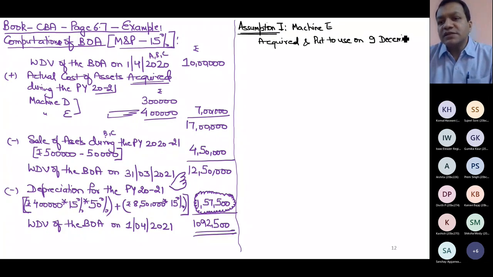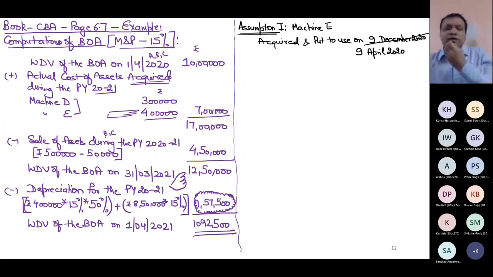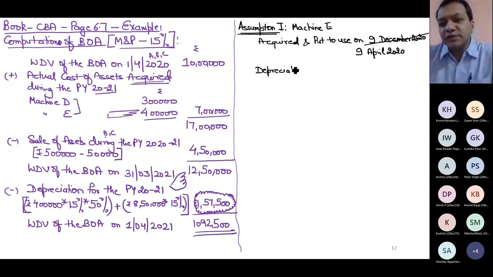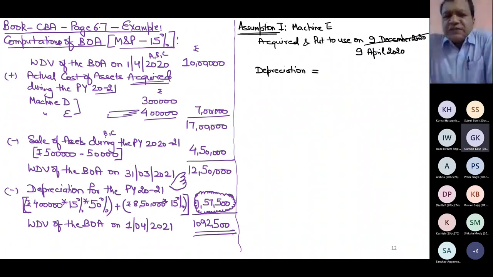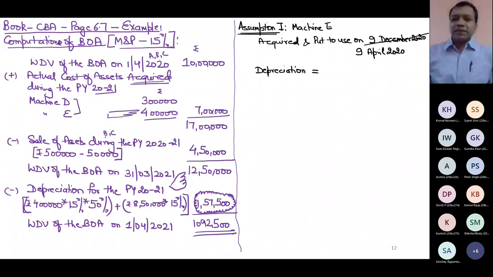Now let me make a change in this date. Rather than 9 December 20, if I make this date 9th April 20, what change would have been there? Can you tell me in this case how much will be the depreciation? You tell me this answer only. Think logically and tell. If I change only this date, everything remains same. The date of machine E, rather than 9th December 20, is 9th April 20. What is the answer of depreciation?